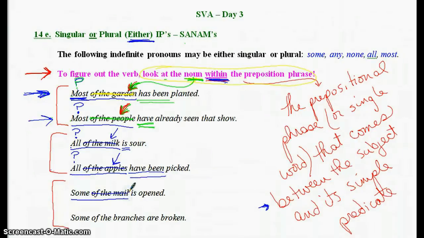Ignore or cross off our prep phrase, but since we don't know what some is because it's one of our synonyms, we need to come back into the prep phrase. The mail is opened. Some of the branches. We want to cross off our prep phrase, but say, hey, the branches are broken. Some of the branches are broken. And we can continue with the other three synonyms as well.